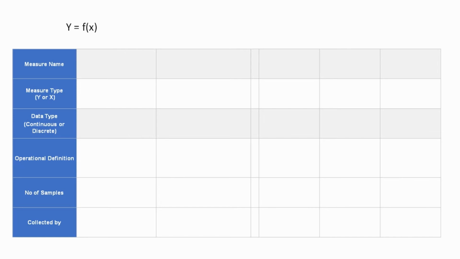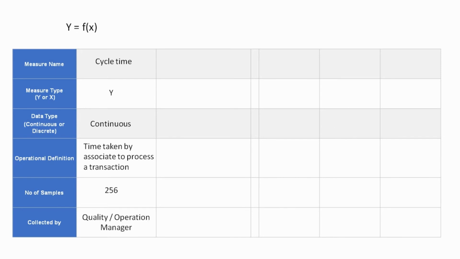Six Sigma works on this equation, which is Y = f(X). It means Y is your project metric and X's are different causes on which you need to collect data along with Y. So the first measure name is cycle time that we need to collect for a transaction. Measure type is Y. Data type is continuous because it is time data. Operational definition is time taken by associates to process a transaction. Number of samples are 256, and the quality manager or operations manager will collect this data.